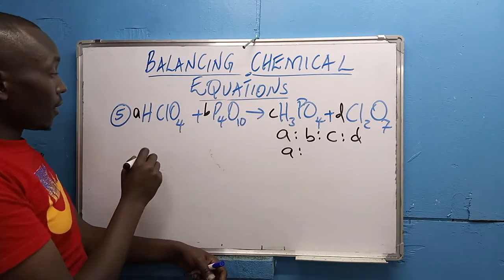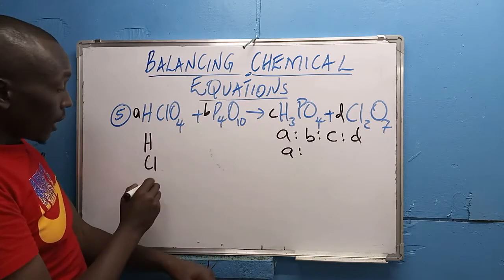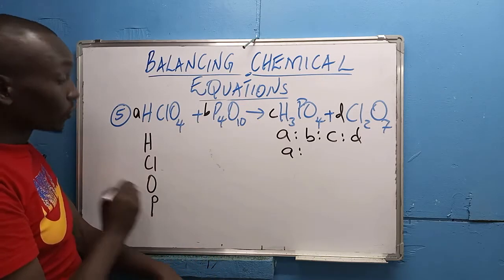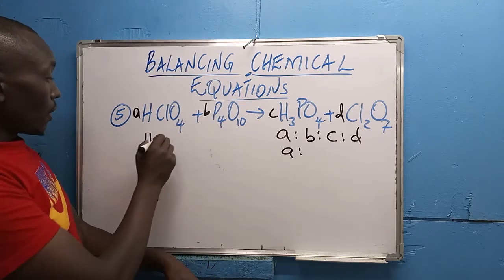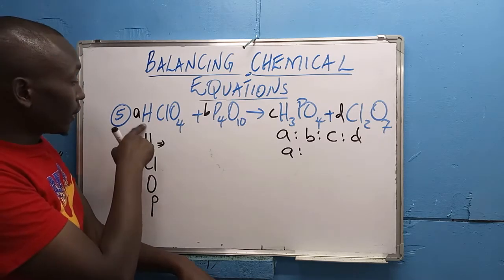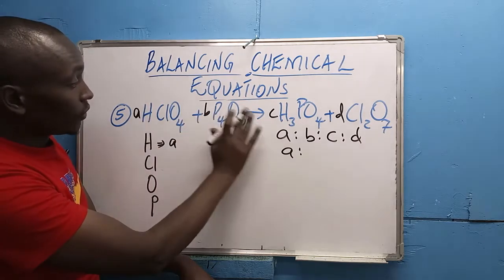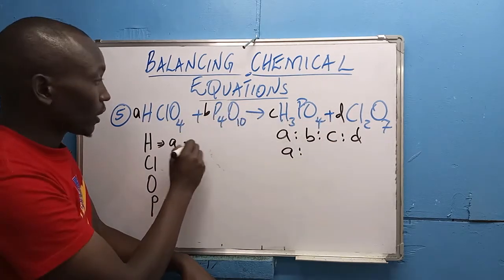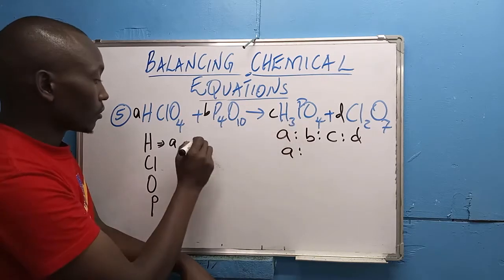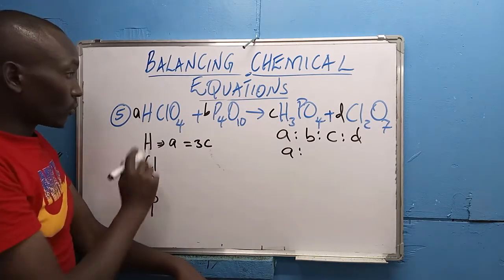Then we have hydrogen, one of the elements. I have chlorine, I have oxygen, I have phosphorus. Good. I can now go one element at a time. Hydrogen times A, that is A. Then there's no other hydrogen on this side, so I can equate to what is on the other side. So it is 3C. Good.